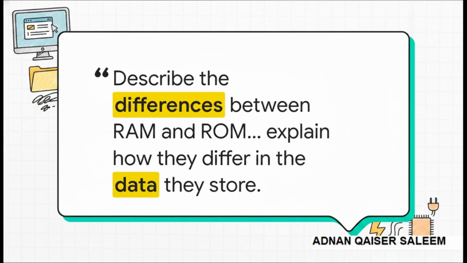The examiners aren't just looking for you to say volatile versus non-volatile. That's honestly not enough. You must explicitly state what they store. RAM stores the current operating system, user applications, and open documents. ROM stores the startup software and hardware initialization instructions. You need to commit that exact distinction to memory.